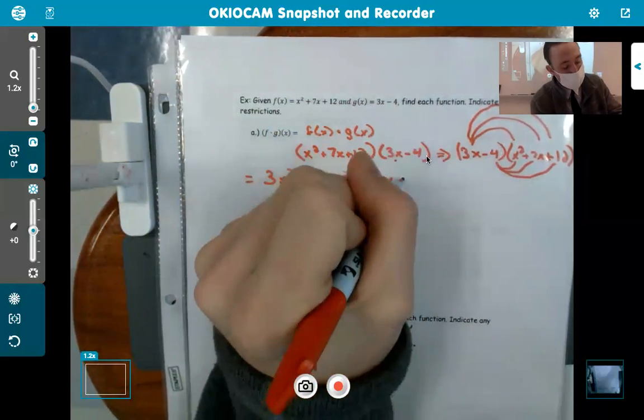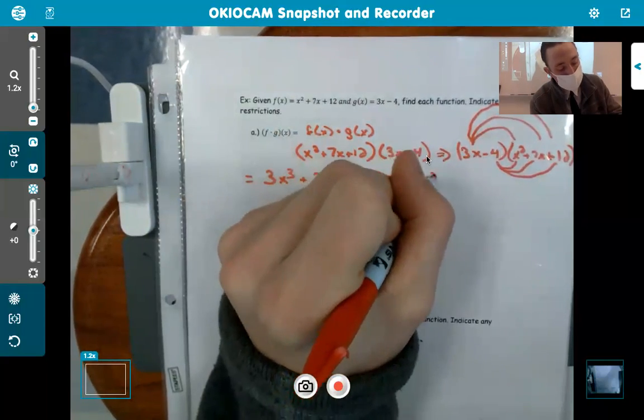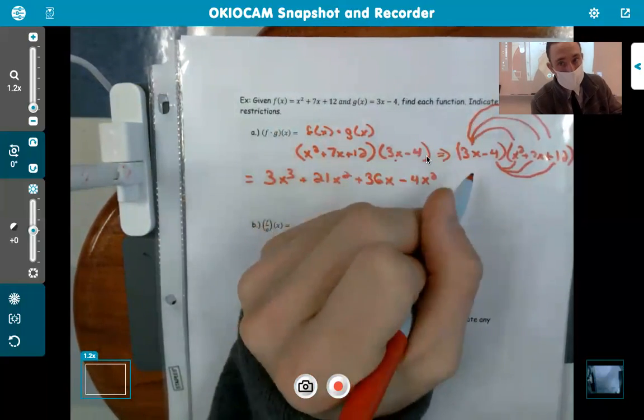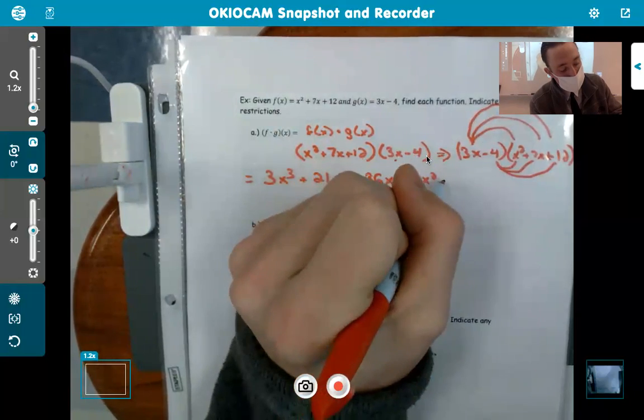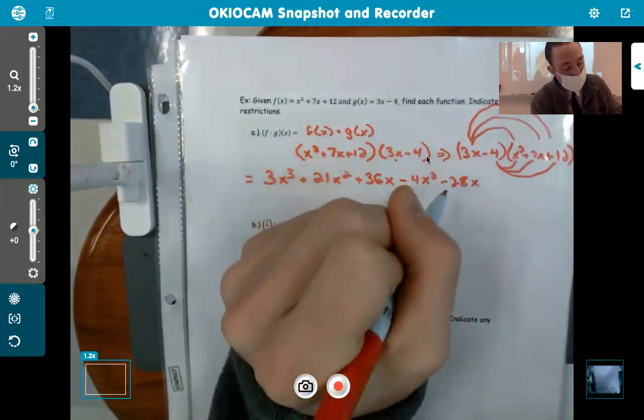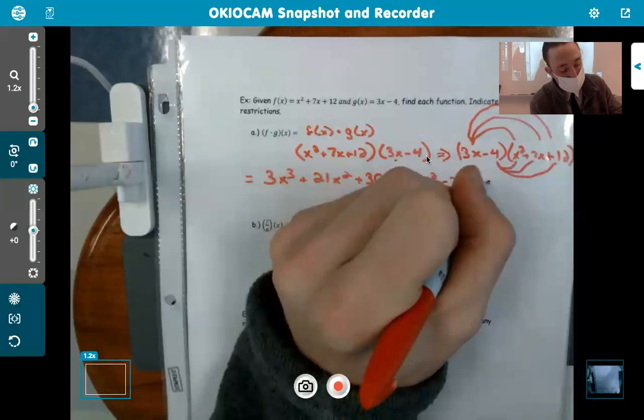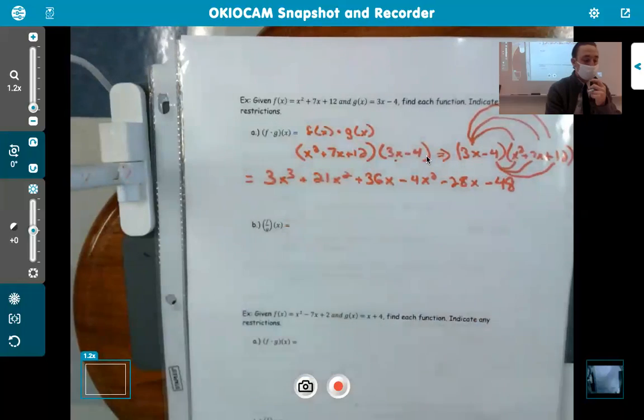Do the same thing with the -4: -4 times x squared gives me -4x squared. -4 times 7x gives me -28x. And then -4 times 12 gives me -48. Question.